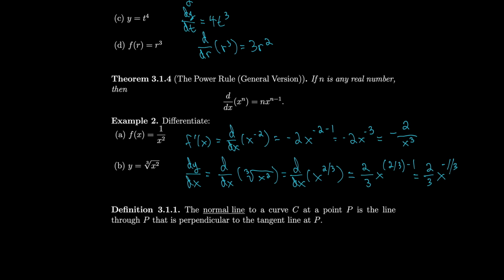Okay, the normal line to a curve C at a point P is the line through P that is perpendicular to the tangent line. So whatever we find for the tangent line, we just find another line perpendicular if we want to get the normal line.